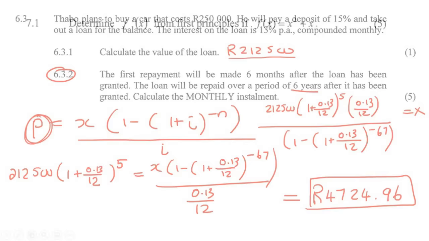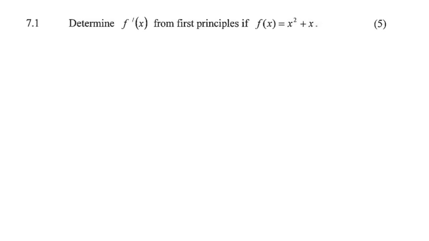Determine. Now, some learners confuse this with inverse. Inverse goes minus 1. When it's just got a little 1 there, that means the first derivative using first principles. Okay, so first principles is when we use this formula. f'(x) equals the limit as h goes to 0 of x squared plus x.